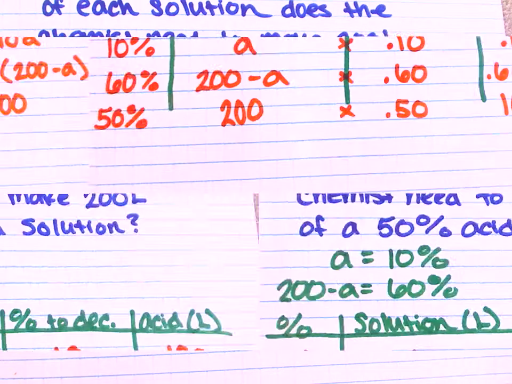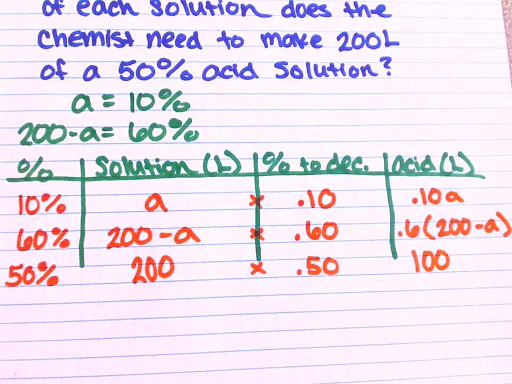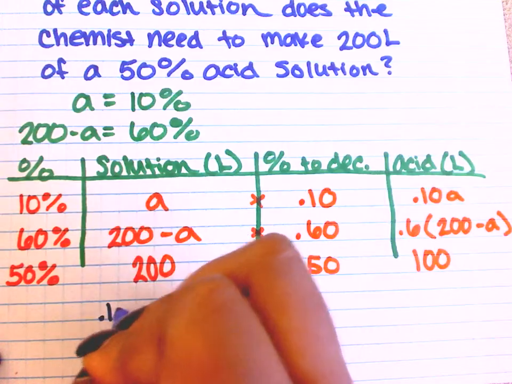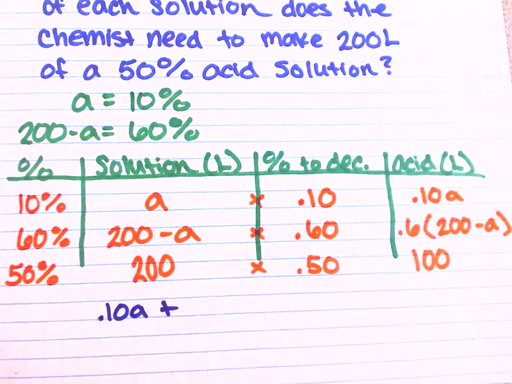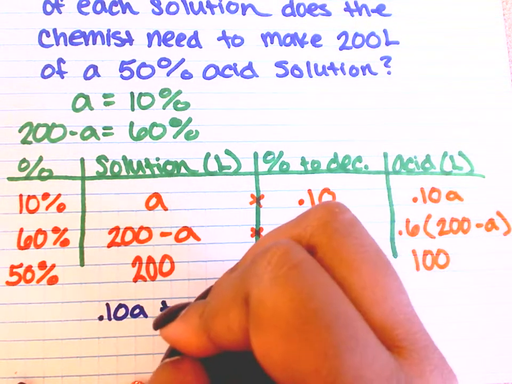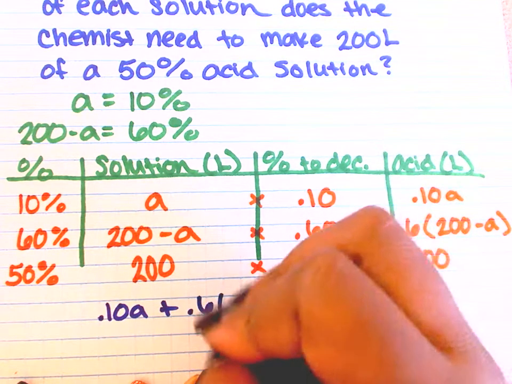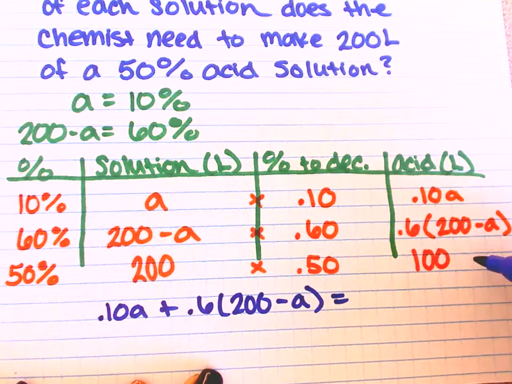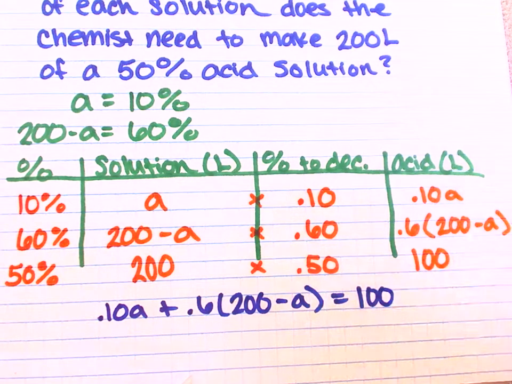So now we need to be able to set up our algebraic problem. So we need, again, the first one, 0.10A plus the second one, 0.6 times the quantity of 200 minus A will equal the last column, 100.